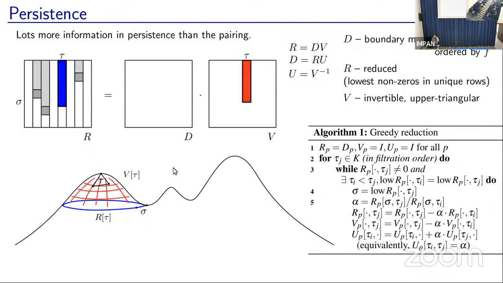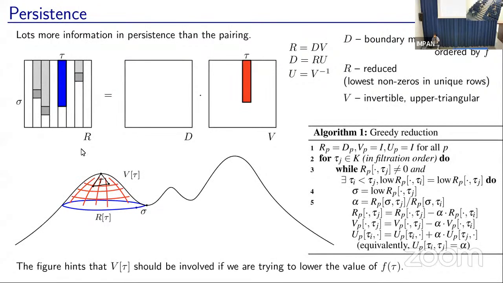But the column V also has an intuitive interpretation. It's simply the chain, exactly the two chain whose boundary is this blue cycle. Just from the decomposition, because V of tau multiplied by the boundary gives you R of tau. And this picture is somehow suggestive. If I wanted to get rid of this wrinkle, of this mountain, and push it all the way down, it's not difficult to see that it's exactly this red cap that I have to push down.